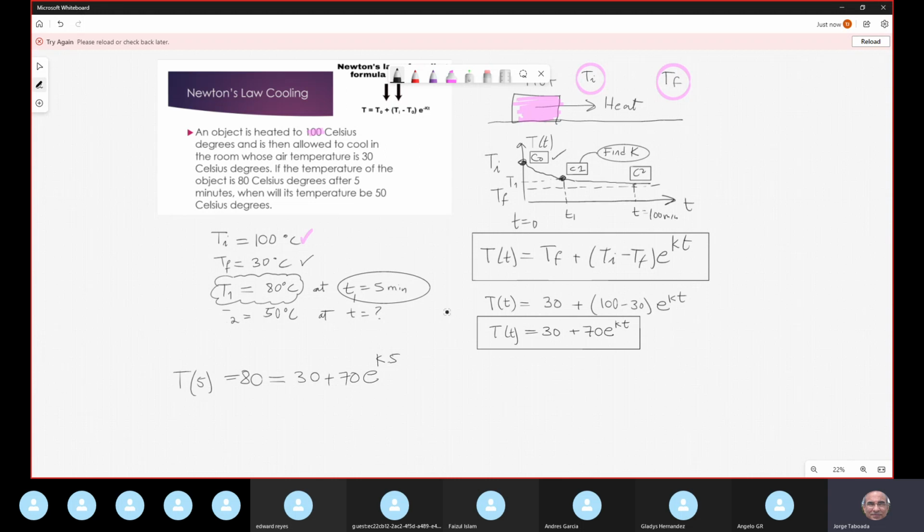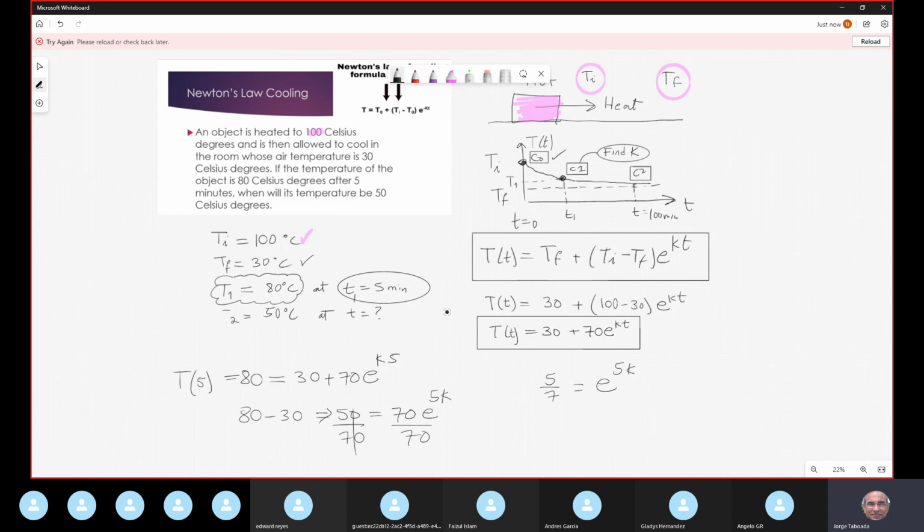Okay, it's easy. You subtract 80 minus 30, 50, is equal to 70 exponential 5K. I put the coefficients in the first place. Now divide by 7 on both sides. You of course cancel out this 0. It is 5 over 7 equal to exponential 5K. Now it's a clear exponential equation.